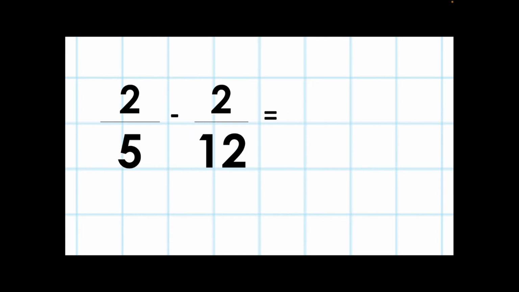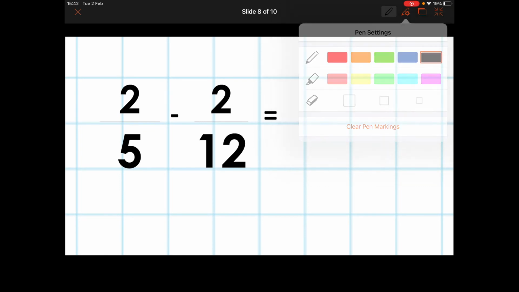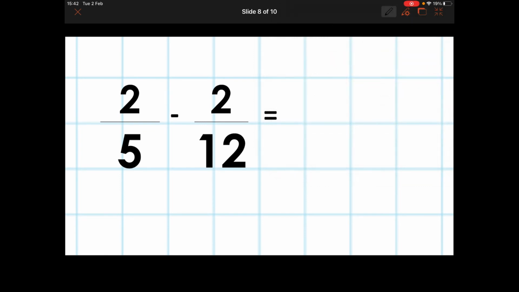Okay, one more example. I have 2/5 minus 2/12. Now I need to find the lowest common multiple of these two numbers. Let's go back and see if you can remember how to do it. I want you to pause the video here and I want you to write a list of your 5 times table and a list of your 12 times table. And I will do mine. Let's see if you have written yours correctly.